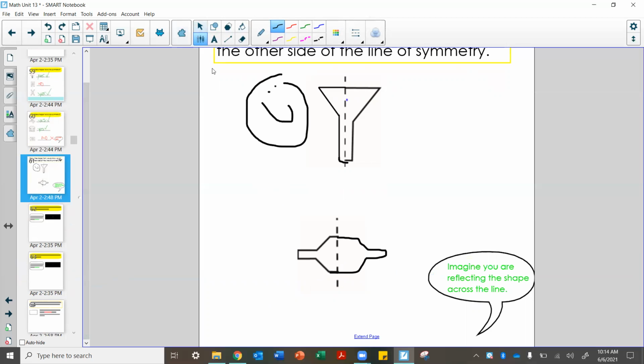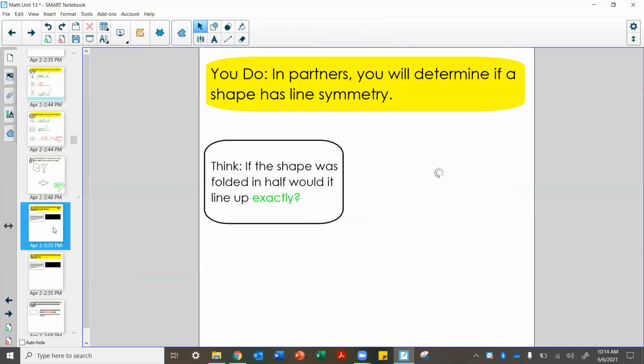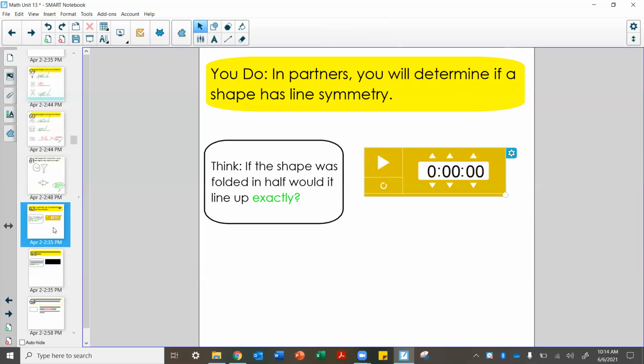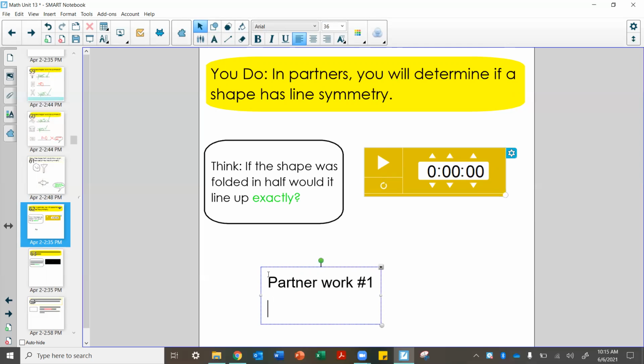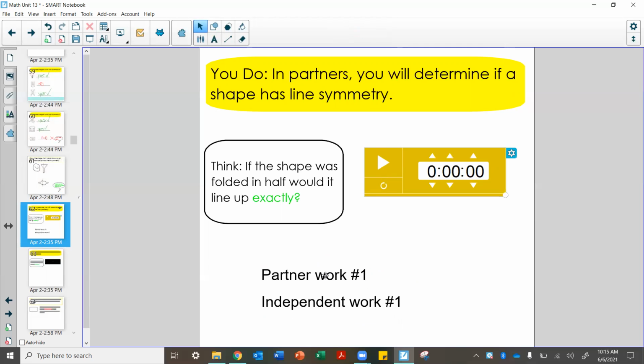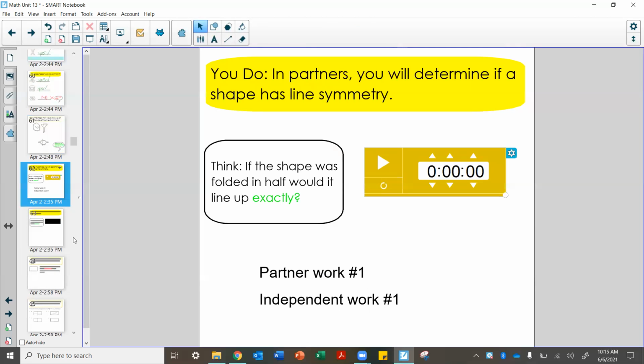Okay, that was the end of mini lesson 1. Your job right now is to complete the partner work number 1 and the independent work number 1. If you are in the classroom, those are copied on the same paper. So one side is the partner work 1, the other side is the independent work 1. If you are on Zoom, make sure you're doing partner work number 1, then independent work number 1. When we finish those, we'll review them, and then it's time for the second mini lesson that will also be on symmetry, but adding a little bit more.